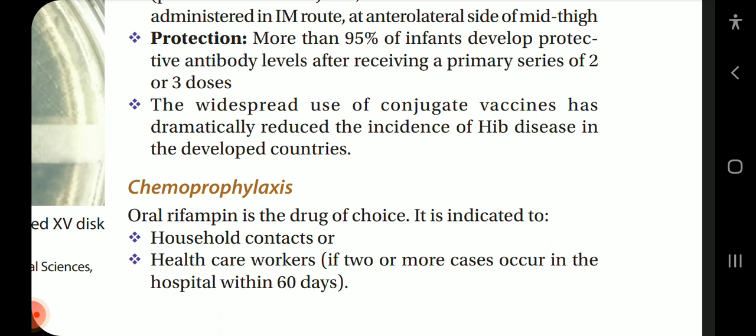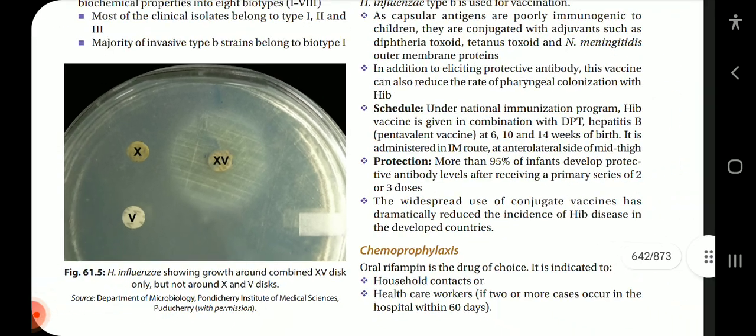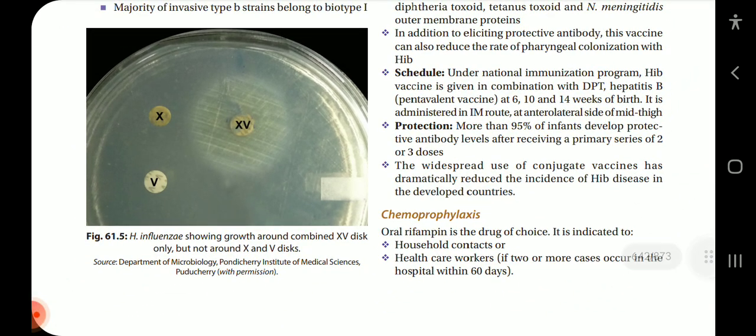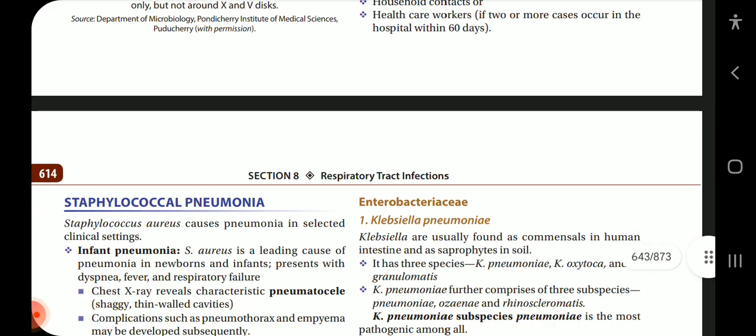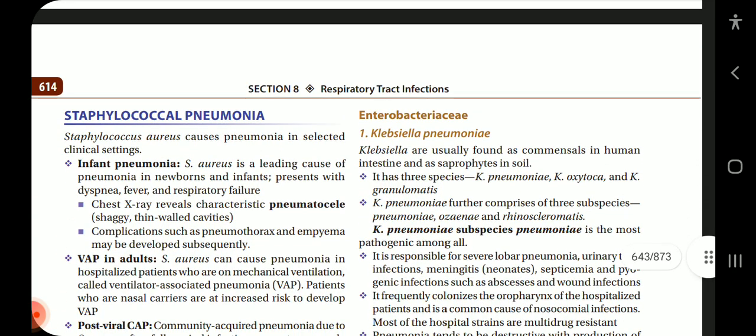Chemoprophylaxis: oral rifampin is the drug of choice, indicated for household contacts or healthcare workers if 2 or more cases occur in hospital within 60 days. Now, this H. influenzae is showing growth around the combined X and V disc, but not around the X and V discs alone. So this completes Haemophilus influenzae.